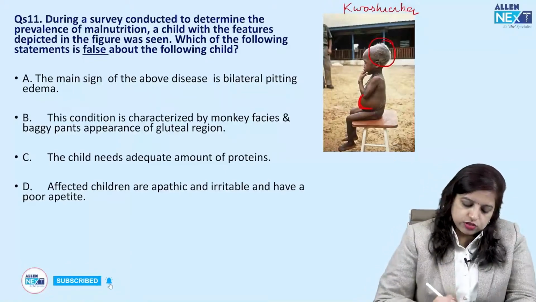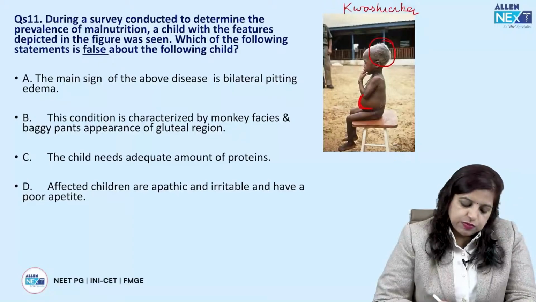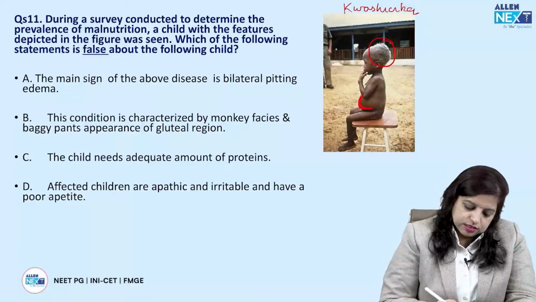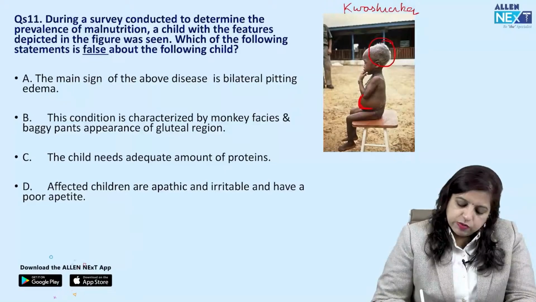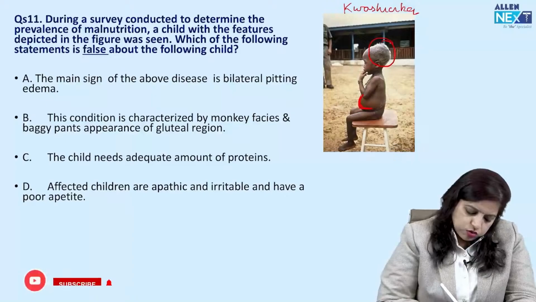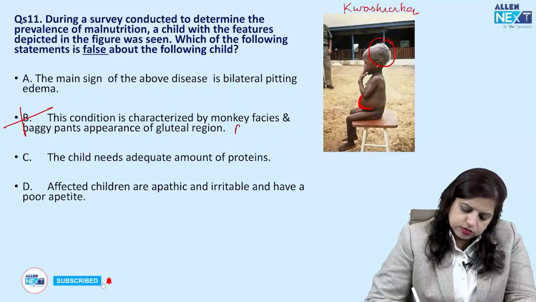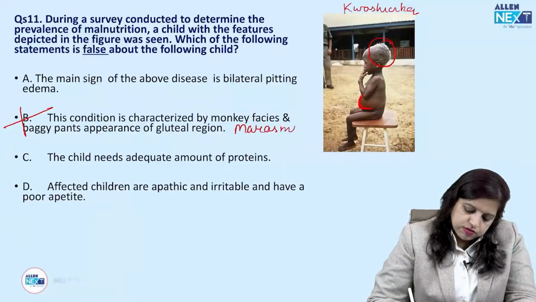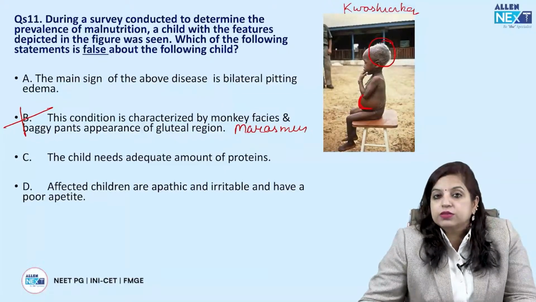Now let us see the question. The main sign of the above disease is bilateral pitting edema. Yes, this is correct. This condition is characterized by monkey facies and baggy pants appearance of the gluteal region. I don't think this is correct, because this is more a feature of marasmus, while this child is not a case of marasmus, right?